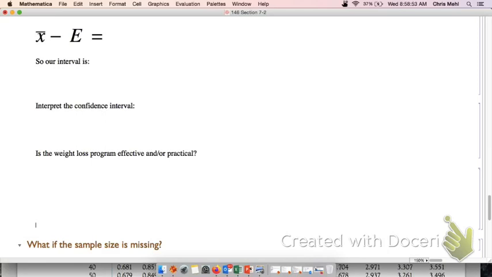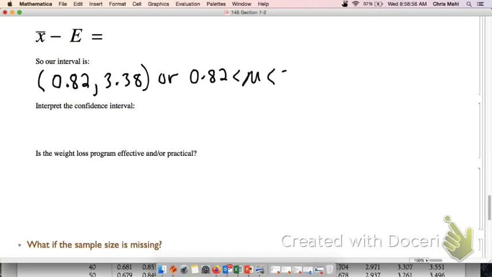so I give the interval in two ways. Oftentimes you'll give your interval in interval notation, so it goes from 0.82 to 3.38. Or oftentimes you'll notice on the homework they want you to write the inequality, which I think is more instructive. Oh, excuse me, let me fix that. That should be 3.38 pounds.